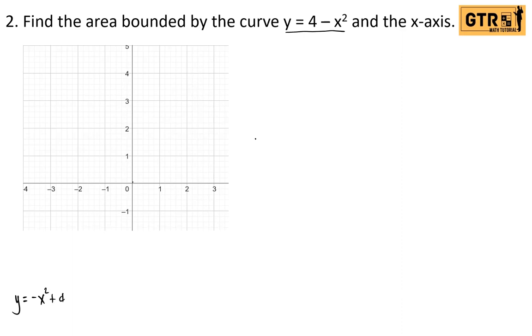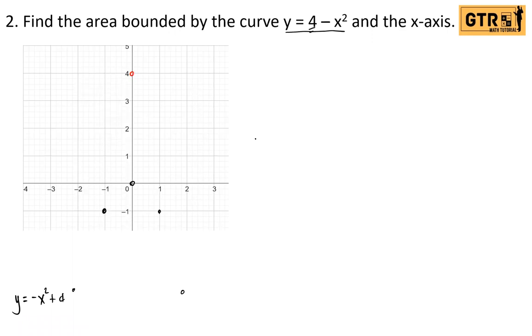So this is the graph of the basic function y equals negative x squared. So we have (0, 0), (negative 1, negative 1), (positive 1, negative 1), (positive 2, negative 4), (negative 2, negative 4). So just shift that 4 units upward. Therefore, the graph of the function y equals 4 minus x squared will be, so these are the points.